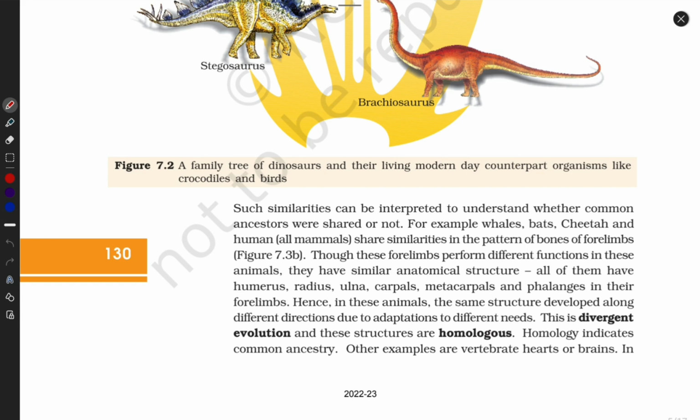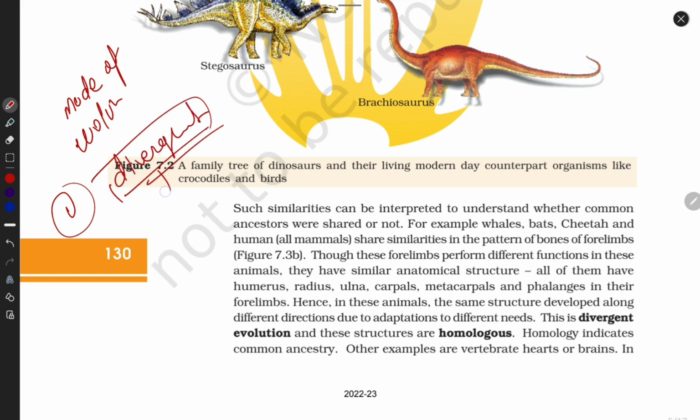Now, let's start with some modes of evolution. Let's begin with our first mode of evolution. It is divergent. Now, what do you understand by divergent?